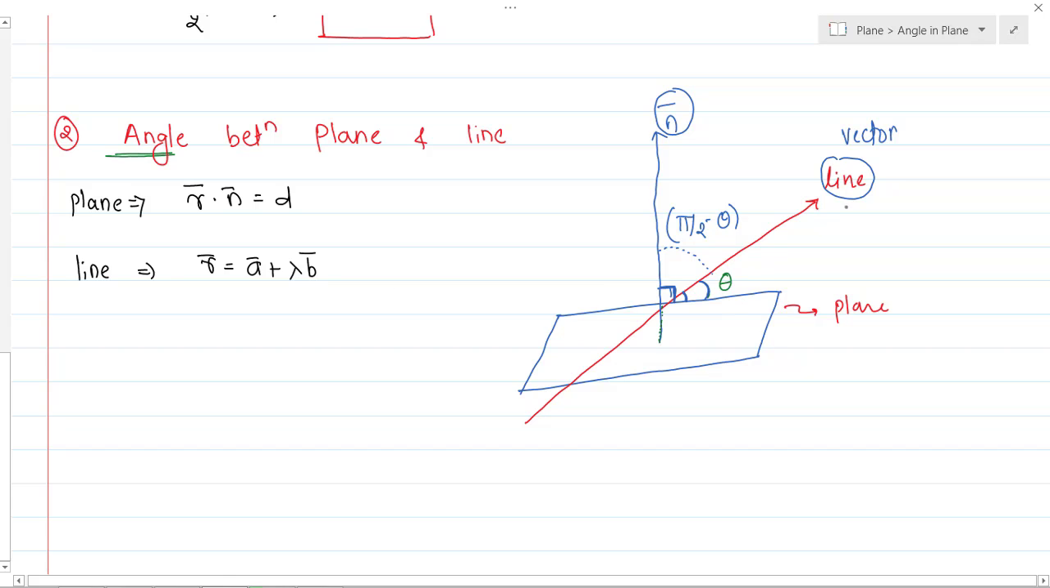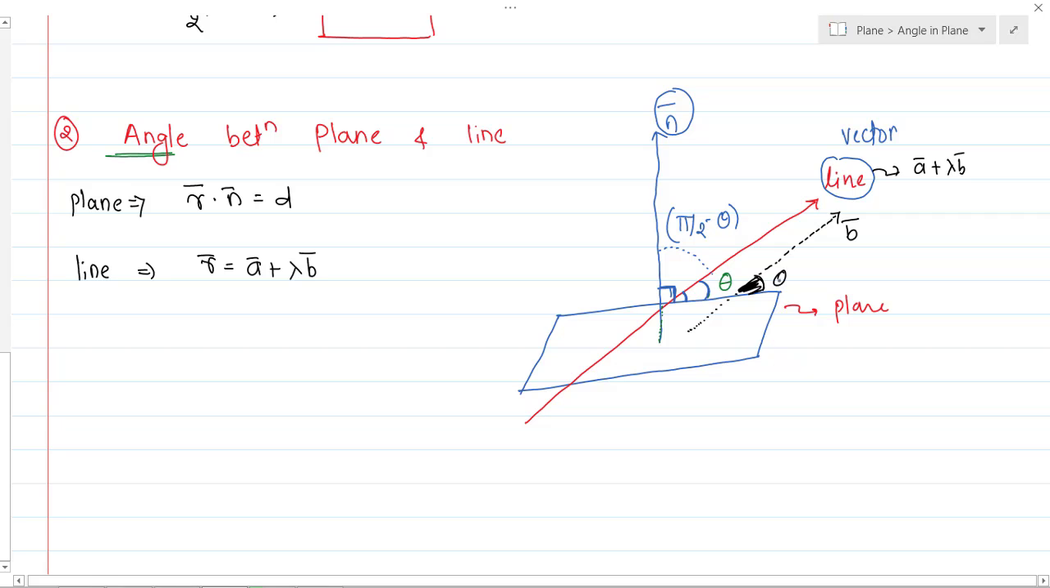So suppose this is the line a bar plus lambda b bar. Then b bar will be somewhere here, which is parallel to the given line. So this is my b bar. Finding the angle between the line and n bar is the same as finding the angle between the vector b bar and n bar, because b bar and the line are parallel to each other. So this angle and this angle are both the same.